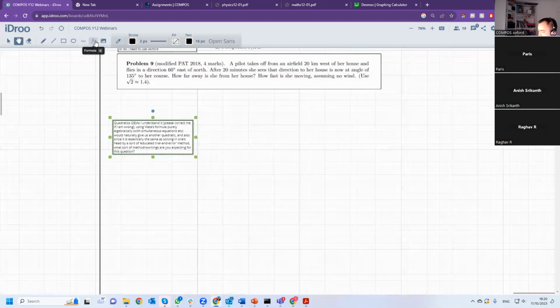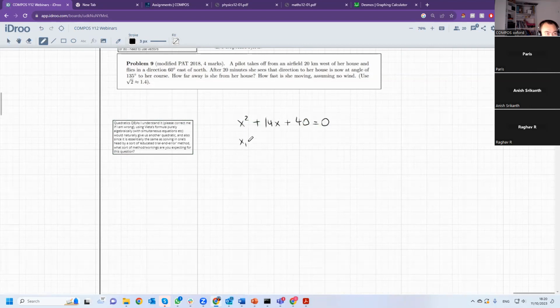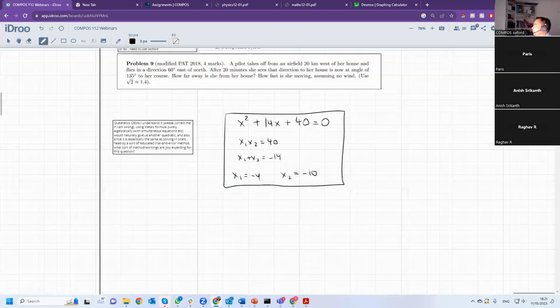So what I would like you to do is say, let's say you have x squared plus 14x plus 40 equals 0. You write x1 times x2 is equal to 40, x1 plus x2 is equal to minus 14. So x1 and x2 are equal to minus 4 and minus 10. This is what I would like you to do for question 8. Does that make sense? Hopefully. Okay.